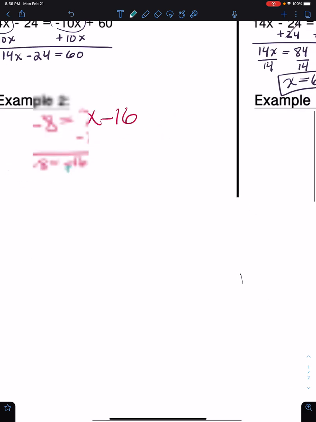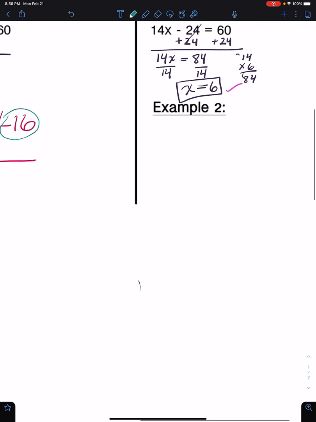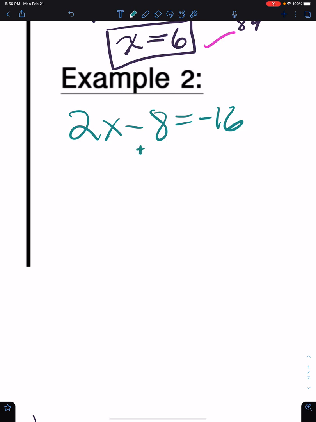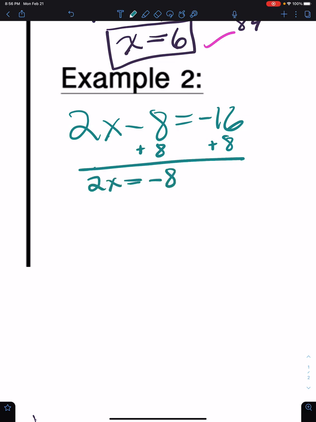Now it's just a 2-step equation for us to solve. 2x minus 8 equals -16. So I'm going to get rid of the constant term first. The opposite of subtracting 8 is adding 8. -16 plus 8 is -8, because if you have 16 negatives and 8 positives, you have 8 more negatives than positives. The last step is to undo the coefficient. The opposite of multiplying by 2 is dividing by 2, so x is -4.